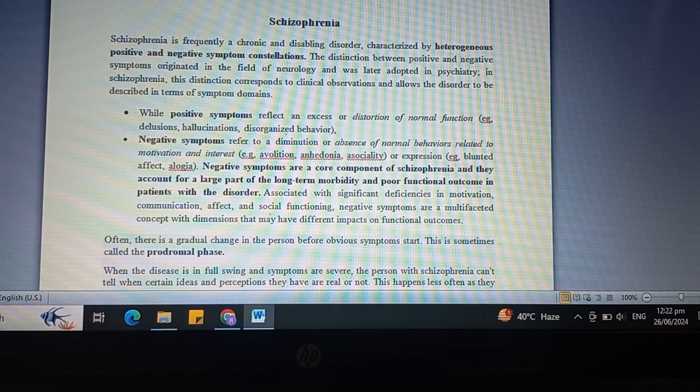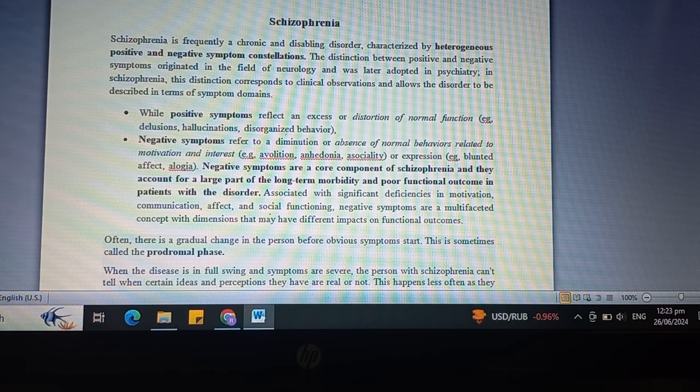Now the negative symptoms are a core component of schizophrenia, and they account for a large part of long-term morbidity. Morbidity means the ongoing suffering, the ongoing ailment or problem. That is called morbidity, along with poor functional outcome in patients with this disorder. Definitely, the prognosis of schizophrenia is not like that of the other neurotic disorders. This one is the psychotic one.